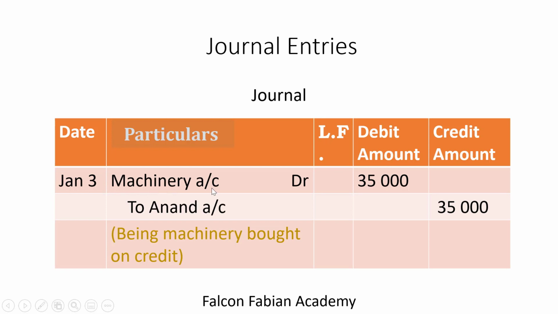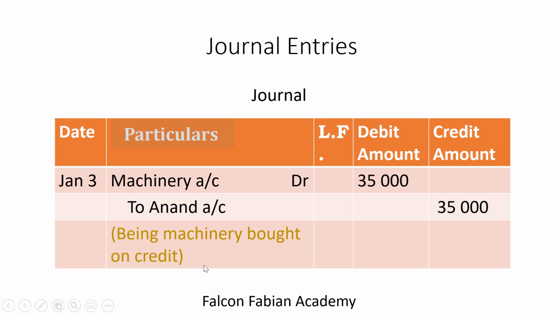First, we would write the account to be debited. So machinery followed by A/C and then the word DR over here. So machinery account debit and in the debit column 35,000. In the next line, we would leave some space. We would always leave some space. We're not going to start from here just below machinery. Then the word to and then the account to be credited, which is Anand in this case. So to Anand's account and in the credit column 35,000. And the narrative is being machinery bought on credit.